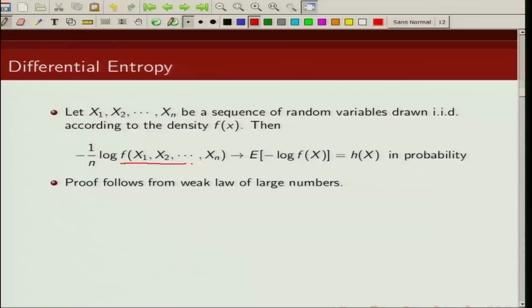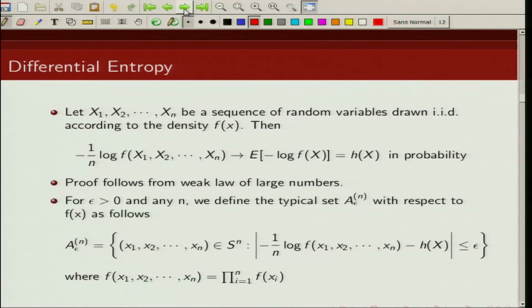So this can be written as the product of f(Xi). When you take the log of a product term, you get a summation. So you will get the summation of minus 1 by n log f(Xi), and that by the weak law of large numbers is basically the expected value of this, which is equal to the differential entropy, and this converges to the differential entropy in probability. So we are skipping this proof because it is very similar to what we have done earlier.